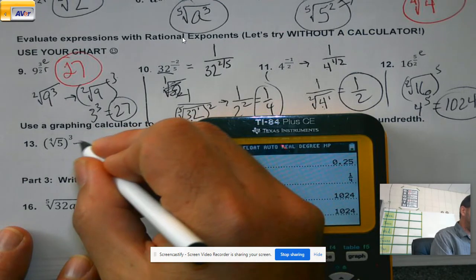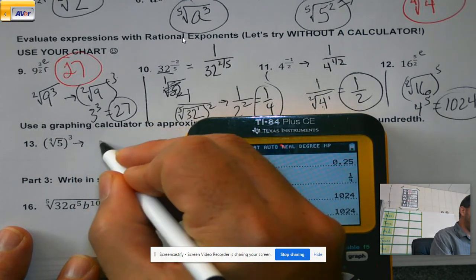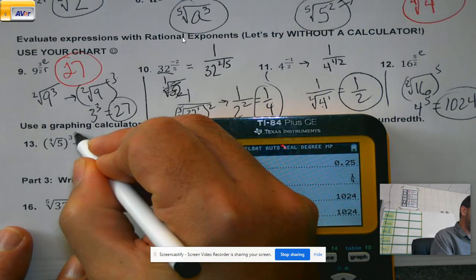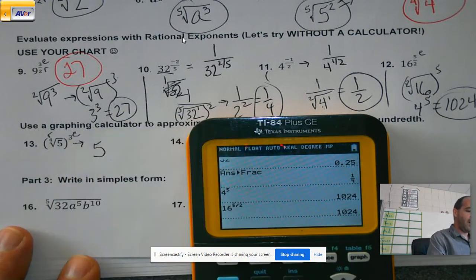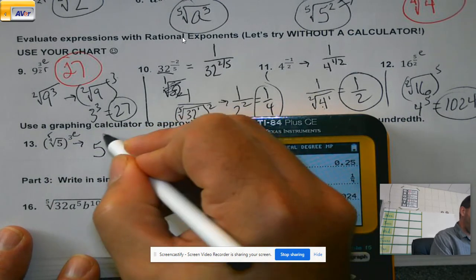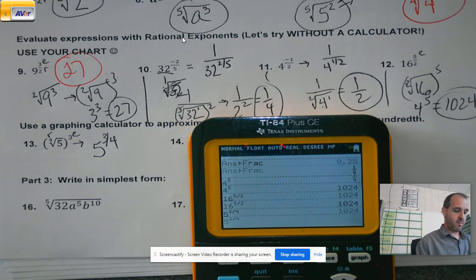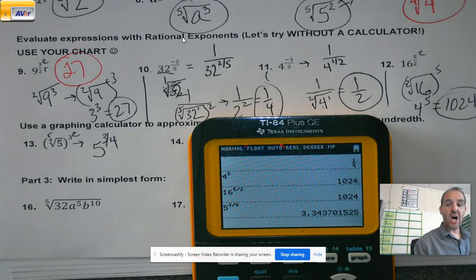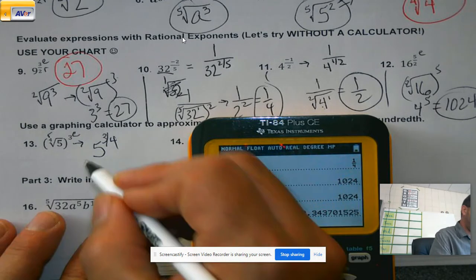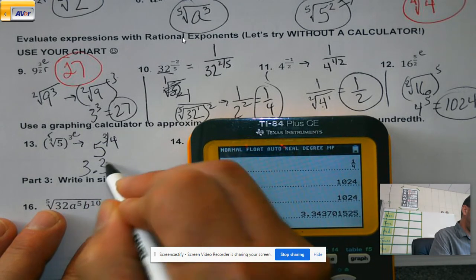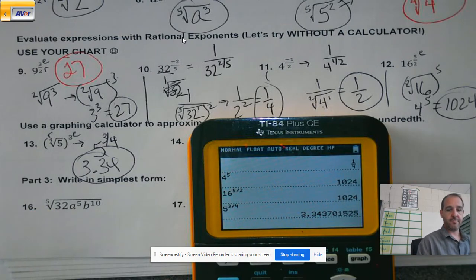So how do I type this in? The same way I've been doing the rest. There's my exponent, there's my root. Exponent over root. Type it in. The nearest hundredth, 2 decimal places: 3.34. And we're good.